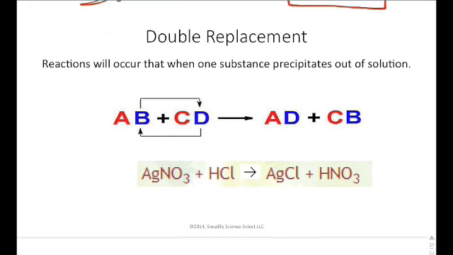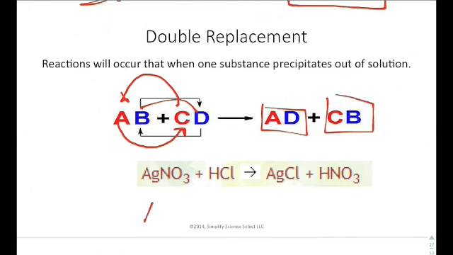The next type of reaction is called a double replacement reaction, and it's a reaction in which one of the substances must precipitate out of solution. What you're doing is you're changing partners. Okay, A is going to knock off C, and C is going to knock off A. Whenever this happens, you've got AD and BC. And you actually see an example of that right here.